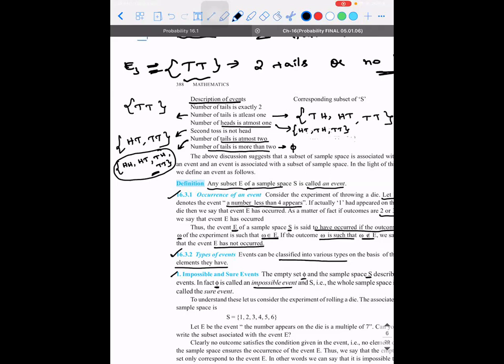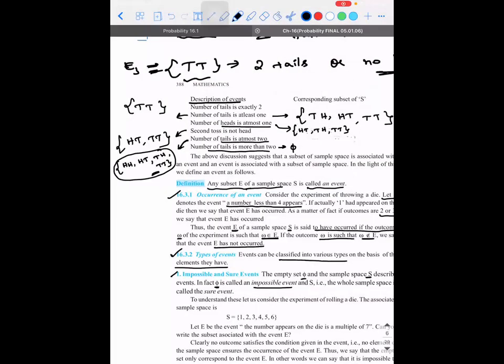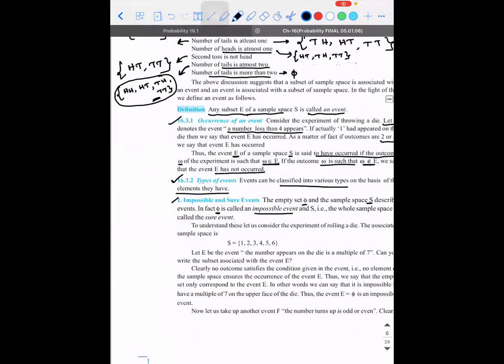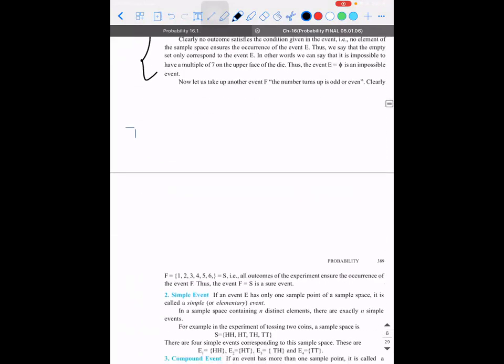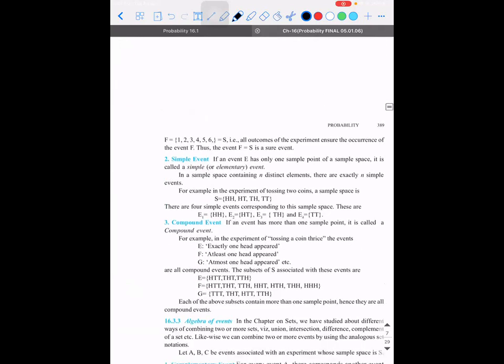So if I put a question like this, what is the probability of an impossible event? What will you say? 0, sir. It is 0 because there is no output at all. Similarly, if I ask what is the probability of a sure event, it is 1. Okay, so that's the first thing that we have. The example part, everything you can read. I will go with the example of the head and tail, the tossing of 2 coins.